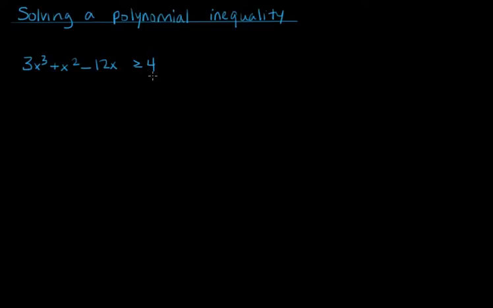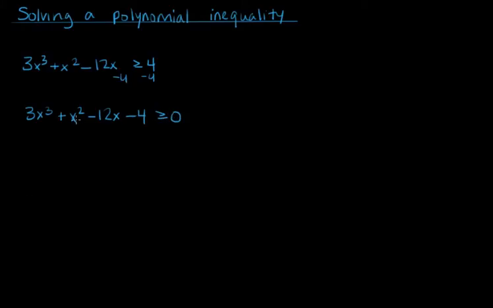So the first thing is set it equal to 0. Let's move that 4 over to the other side. I'm going to subtract 4 from both sides. So it's going to be 3x cubed plus x squared minus 12x minus 4, and that is greater than or equal to 0.